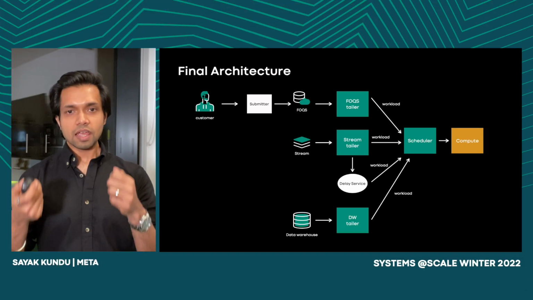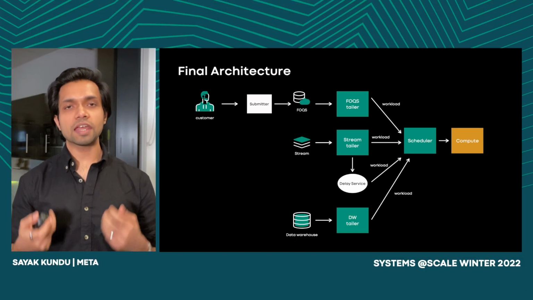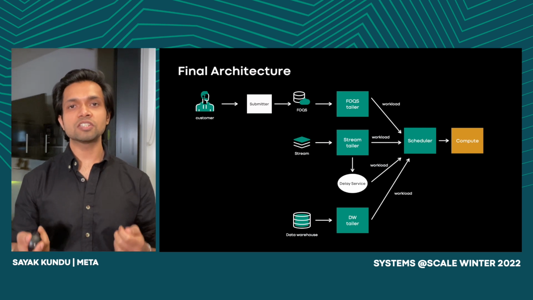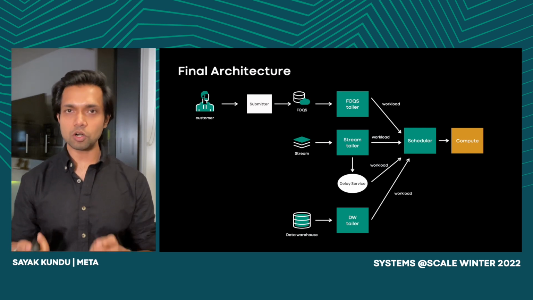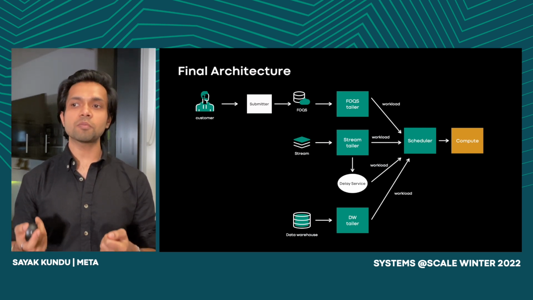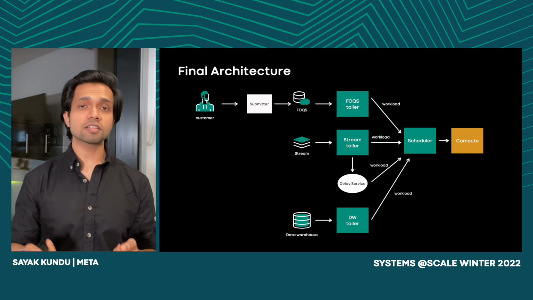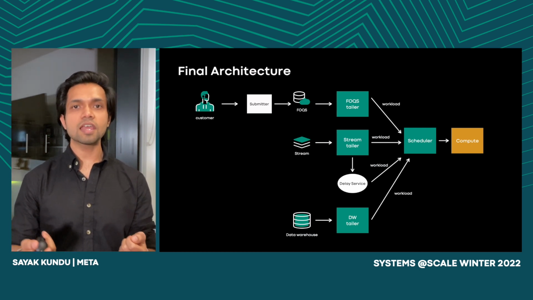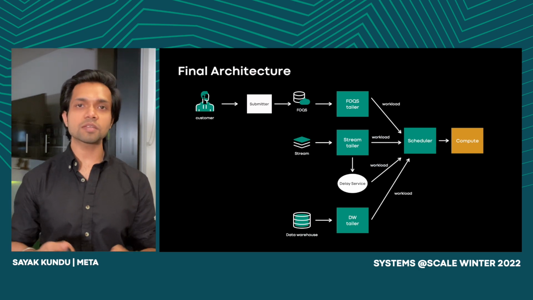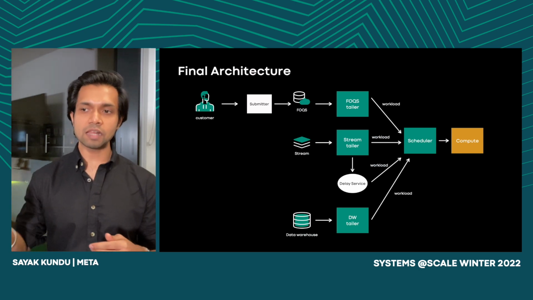The scheduler is responsible for exposing a source agnostic generic API which would take in the workload, and it is responsible for maintaining source agnostic functionalities like flow control or concurrency, and it would push the items to computation and help them get executed. So with this final architecture, let me hand it over to Artem, who would go through the learnings. Thanks, Sayak.